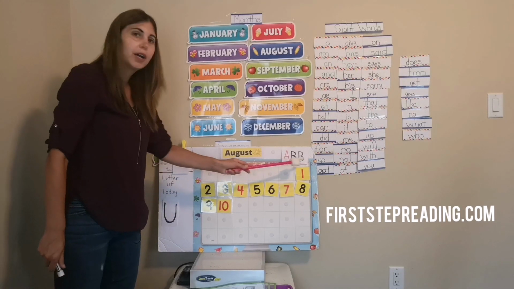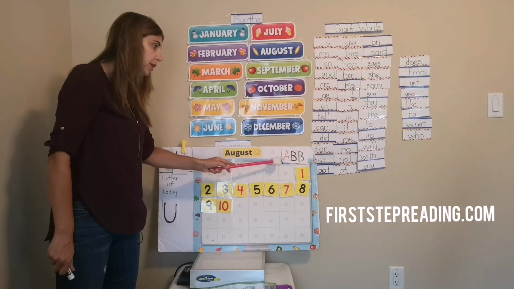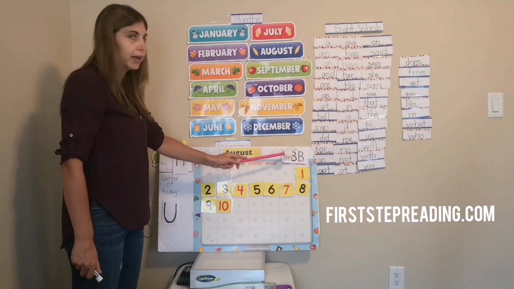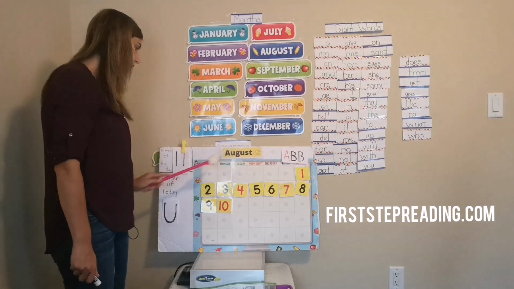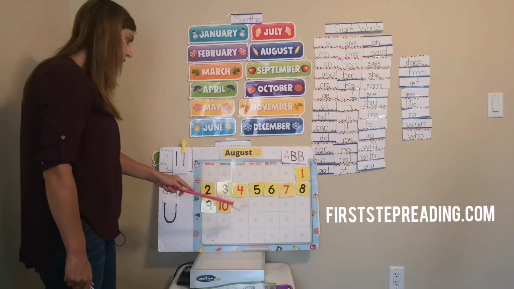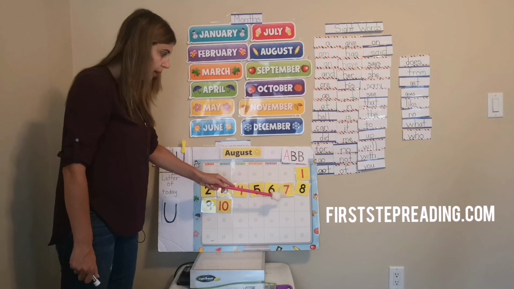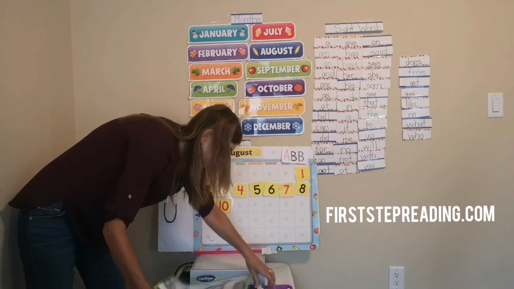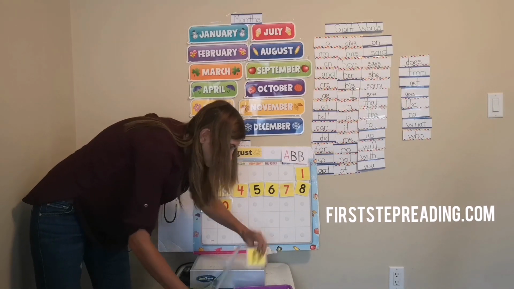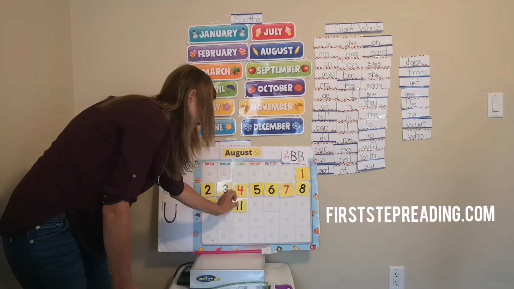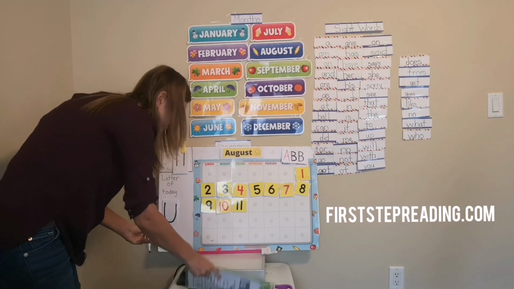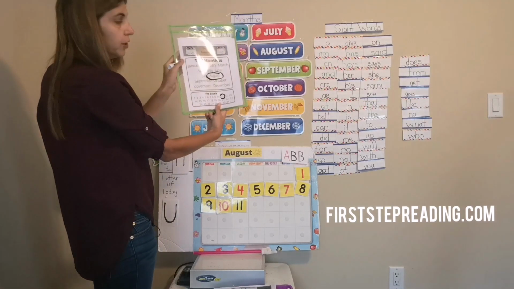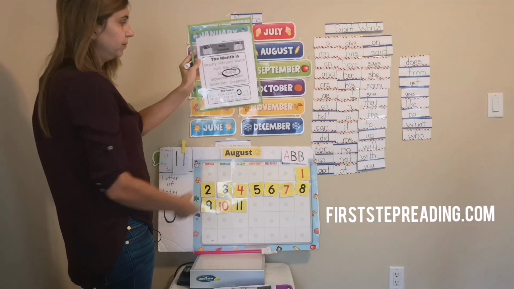Now we have to figure out what color our 11 should be because we're doing an ABB pattern for the month of August. Red, black, black. Red, black, black. Red, black, black. Red, black, black. Red. What is it? Black. We need a black 11. So if you're using this paper, you can find 11. 11 comes after 10 and before 12.